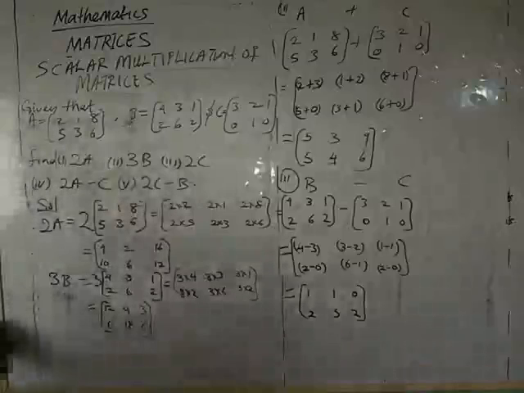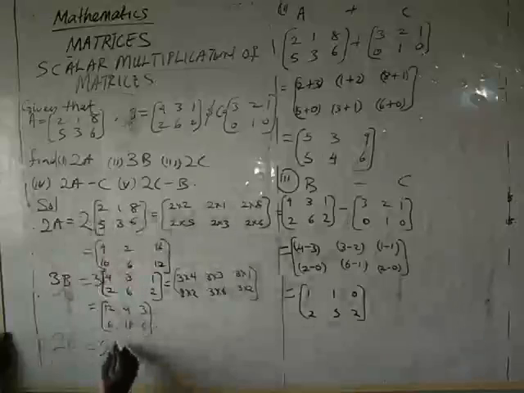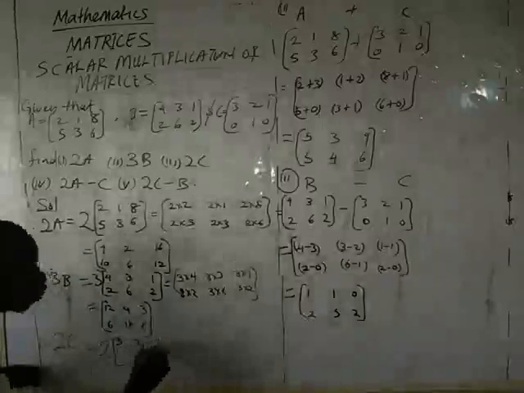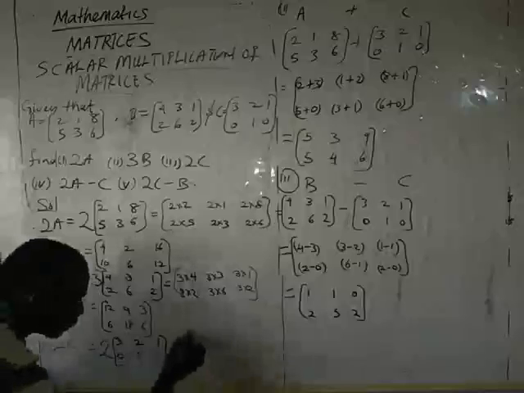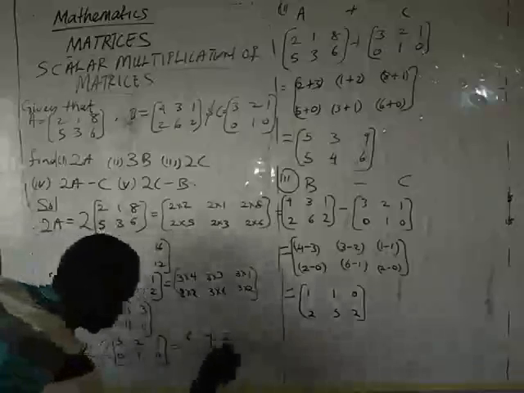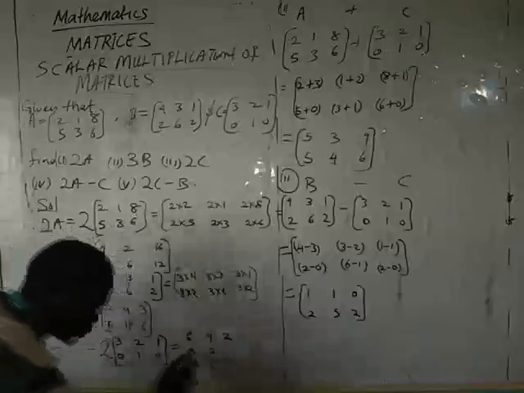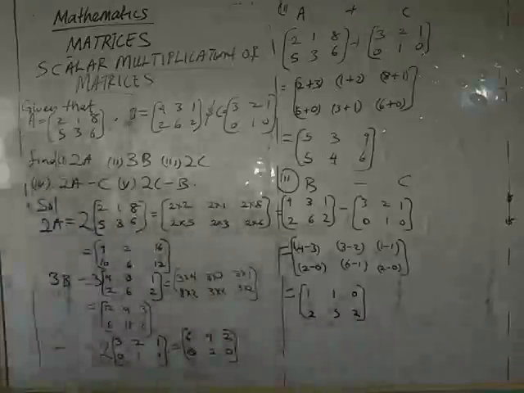Then for my 2C, just the same way now, we will not even need to go through this long procedure anymore. So you already know what to do in that case. Let me just have my C as 3, 2, 1, 0, 1, 0. So 2 times 3 will give me 6. 2 times 2 will give me 4. 2 times 1 will give me 2. 2 times 0 remains 0. 2 times 1 giving me 2. 2 times 0 remains 0. So this will be the answer for that.